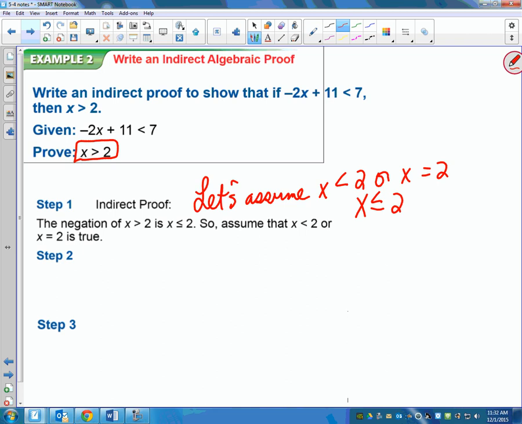We're not going to write a paragraph. We're just going to do some math here, and we're going to say, if x equals 2, then 2 times 2 plus 11. You can just write it out.